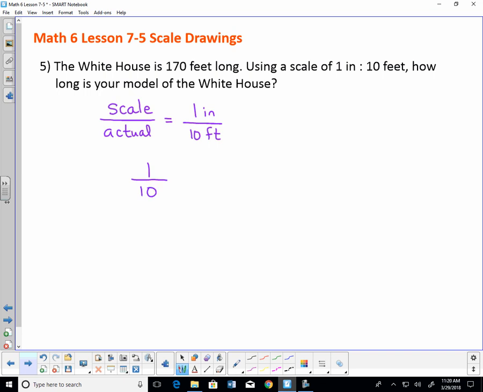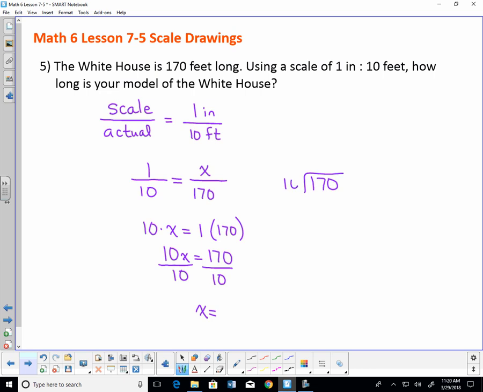The White House is actually 170 feet long. Since inches is on the top of my fraction and feet are on the bottom of my fraction, 170 feet goes down here and x goes on the top. If I'm going to cross multiply, I have 10 times x equals 1 times 170. So 10x equals 170. Divide by 10. X will equal, I hope you know how to divide by 10 in your head. If not, you can do it off to the side. 10 goes into 17 one time. 10 goes into 7 0 times. You just move the decimal place one place to the left.